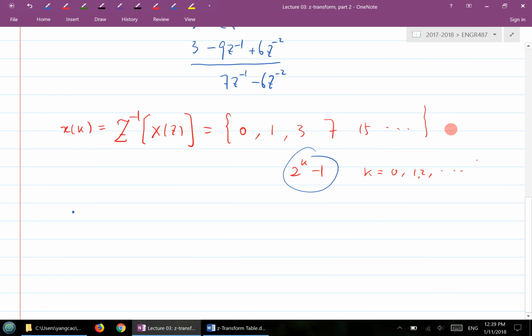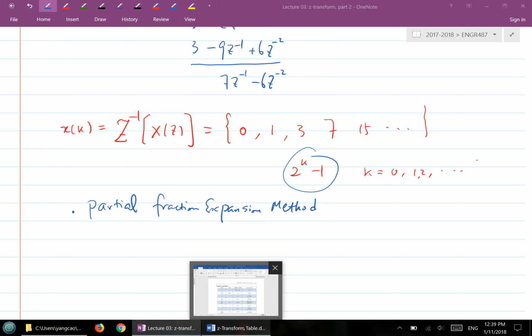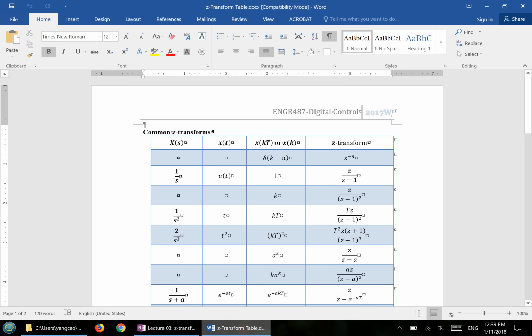So this is the second method, which is a very common method, which we call the partial fraction expansion method. The gist of this partial fraction expansion method is based on information that I gave you yesterday, this Z transformation table right here.